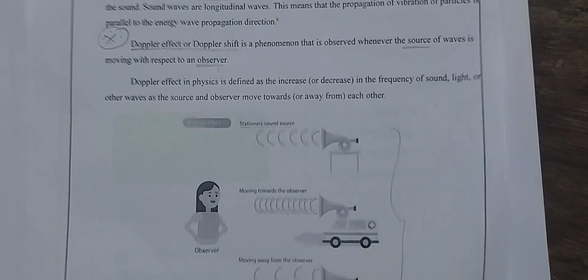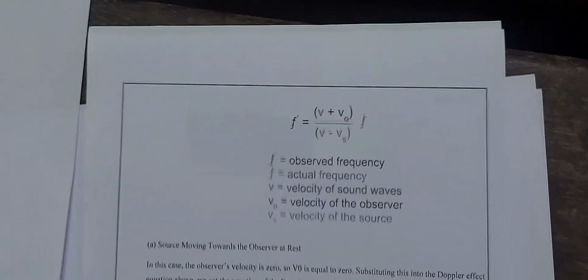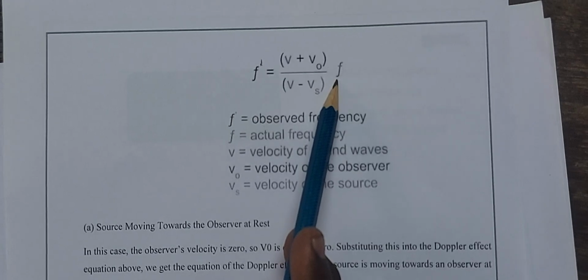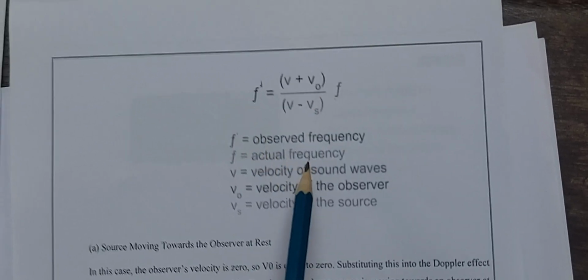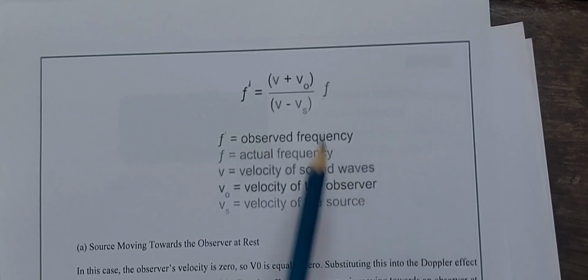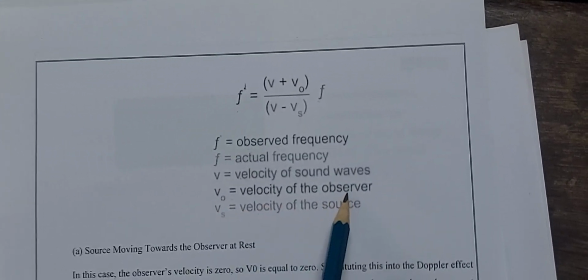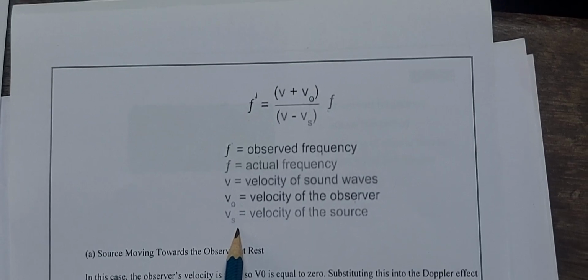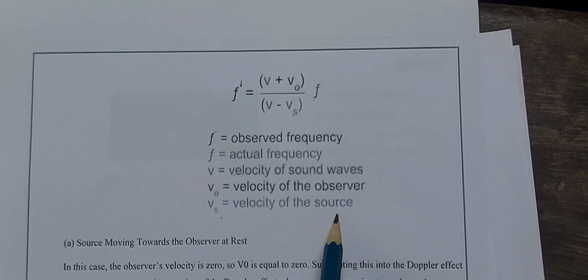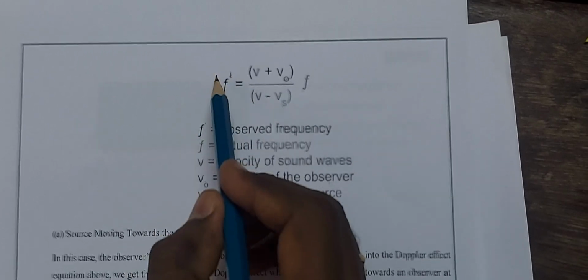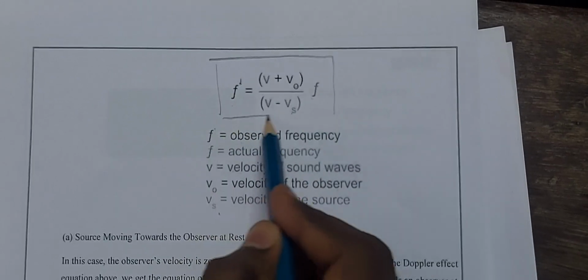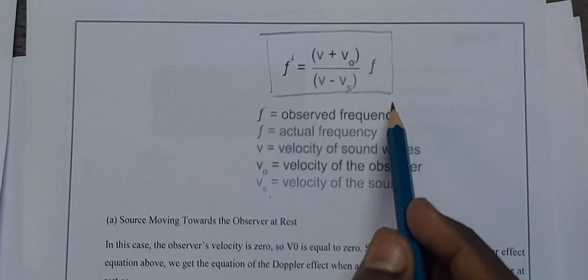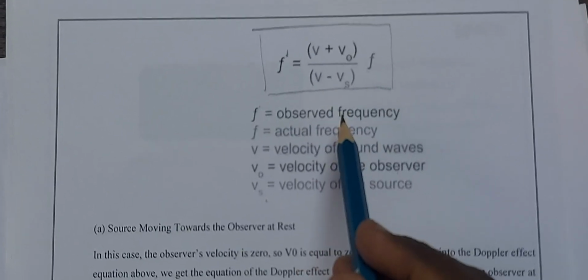We can explain this by using the equation. Here f dash is the observed frequency, f is the actual frequency. In the formula we can find the frequency. v is the velocity of the sound wave. v naught is the velocity of the observer, the observer who is standing in the observer system. And vs is the velocity of the source. So now we can find the frequency shift that happens in the Doppler effect for the observer and the sound wave.